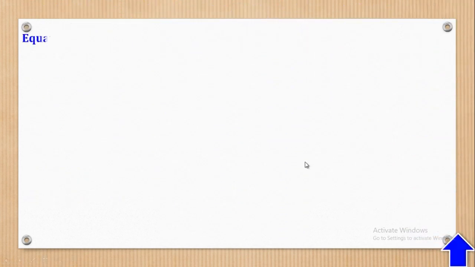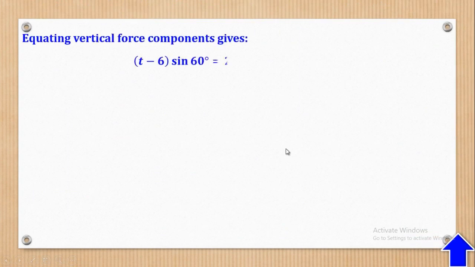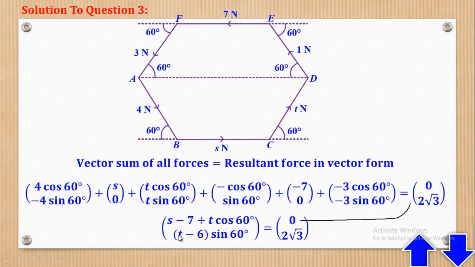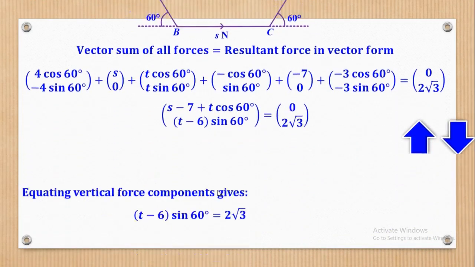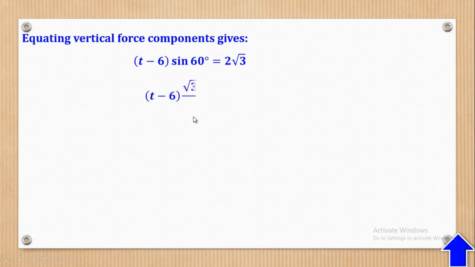So next is now to equate. So when I equate the vertical components, I'll first equate the vertical component. So when you come here, the vertical component is this one. So T minus 6 in brackets, sine 60, will be equated to 2 root 3. And when I do that, I'll come up with this statement, and I have to simplify until I make T the subject. So I'll come up with T being equal to 10.